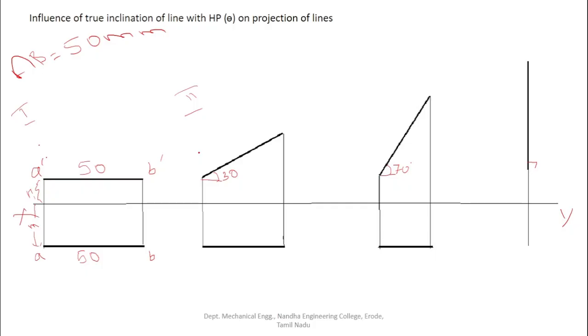By discussing these, at the end of this discussion we can easily tell the influence of the true inclination of the line with the HP. The true inclination of the line with the HP is denoted by the Greek letter theta.